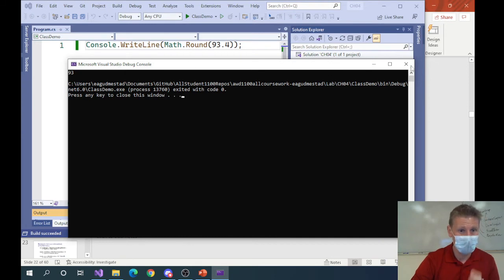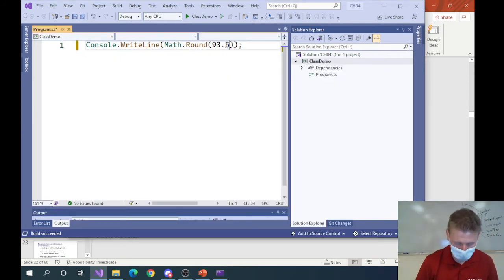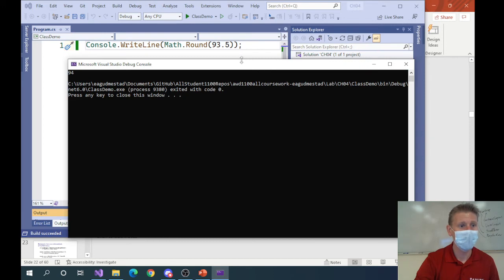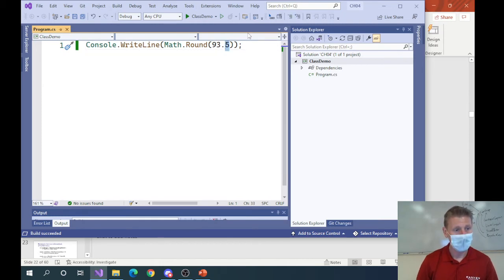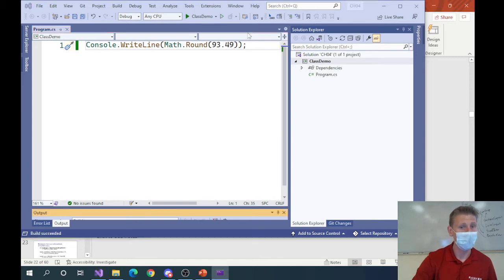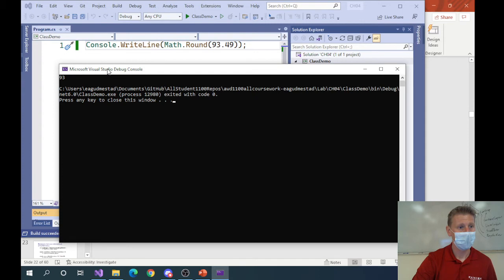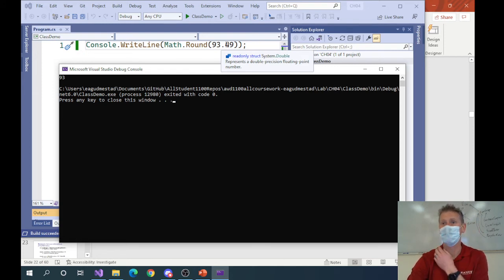Okay, that rounds to a 93. If we go 93.5, that rounds up to a 94. So you just got to see how these work. Let's see if a 93.49. So just out of the box, that 9 does not round up. It looks like it rounds to the 10th. It rounds to the 10th place, right?